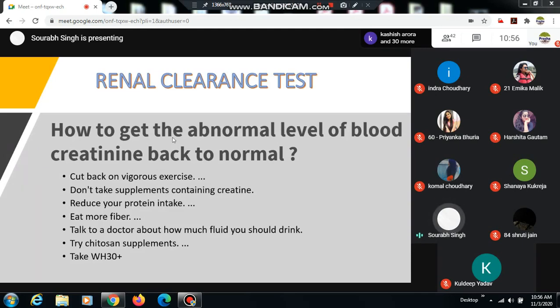Try Critosin and WH30 plus. These are two kinds of supplements used for weight loss and other renal disorders, but they also have some side effects, so we must not jump directly onto them.